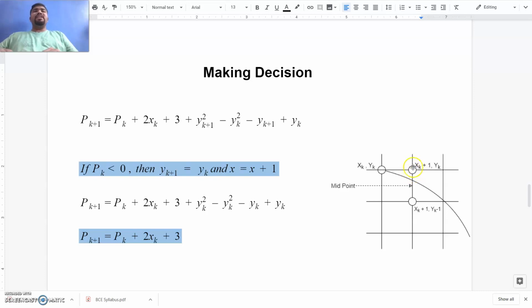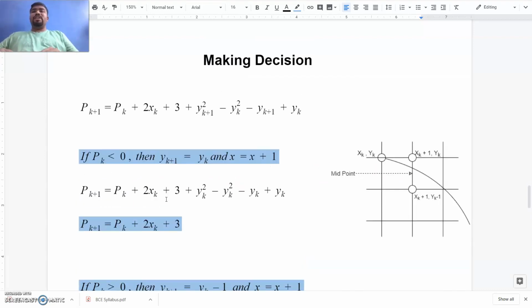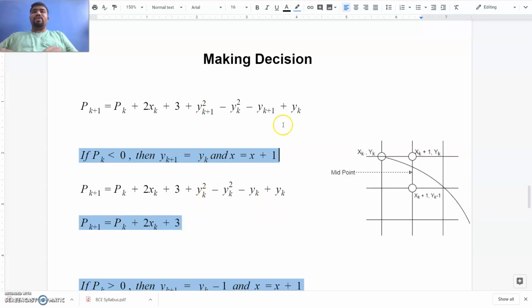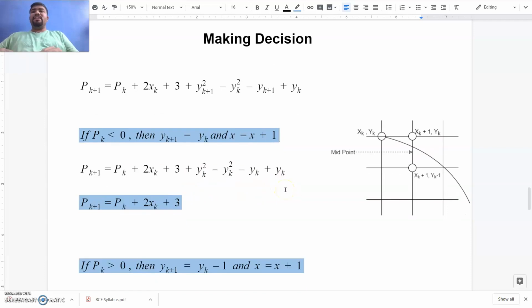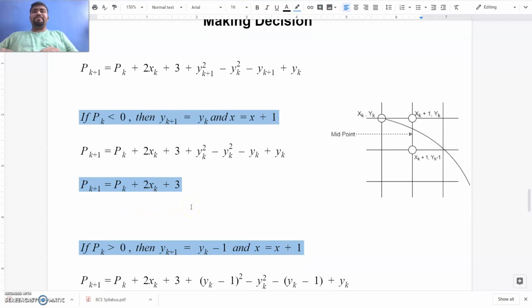And what is the upper point? That is y_k. So we can say that the y next, or y_{k+1}, will be equal to y_k, and x is nothing but x_k plus 1. So we'll just replace those details over here, and as y_{k+1} is y_k, we are replacing that in this equation. We can clearly see this y_{k+1} squared got converted to y_k squared, and this y_{k+1} got converted to y_k, and obviously the signs are different, so they get deleted. So finally we have p_{k+1} equal to p_k + 2x_k + 3.